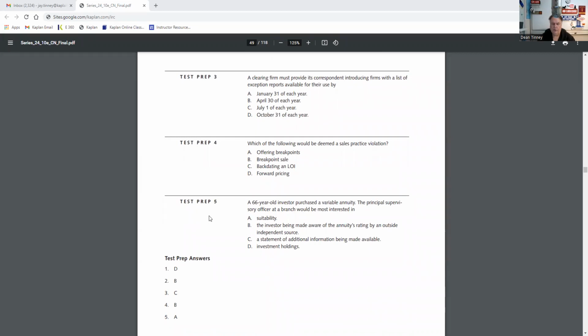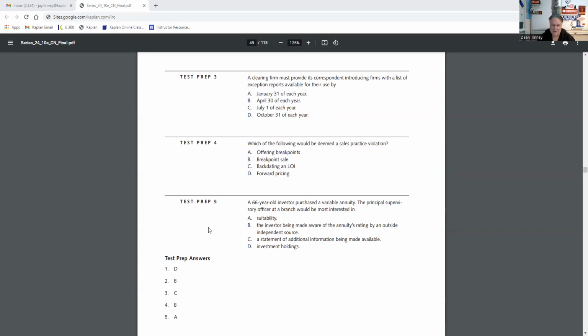Test prep 4, which of the following would be deemed a sales practice violation? You know, the code of conduct is the ethical behavior that broker dealers and associated persons owe customers. And this is certainly one of them, right? Avoiding the breakpoint to maximize my commission. The answer is B. That is a violation of the code of conduct. You should definitely know some violations of the code of conduct, like breakpoint sales, selling dividends, all the bad things. On this test, you've got to believe in human depravity and original sin, right?